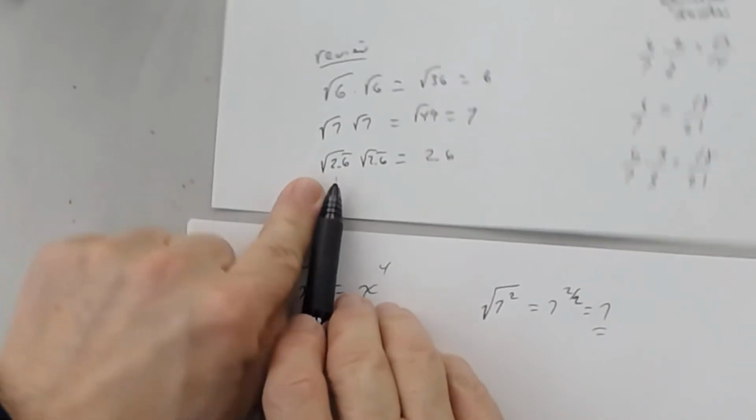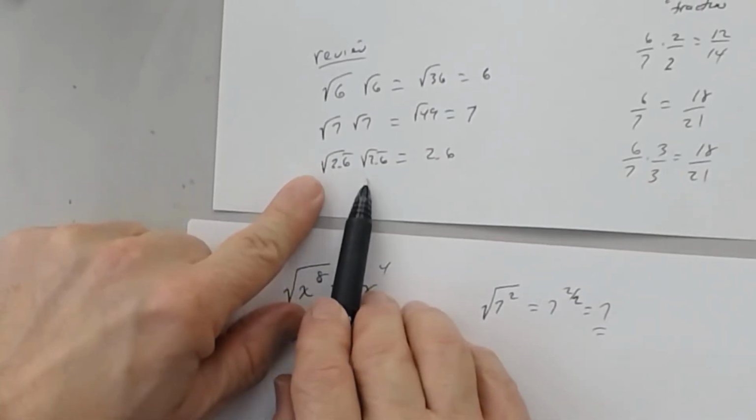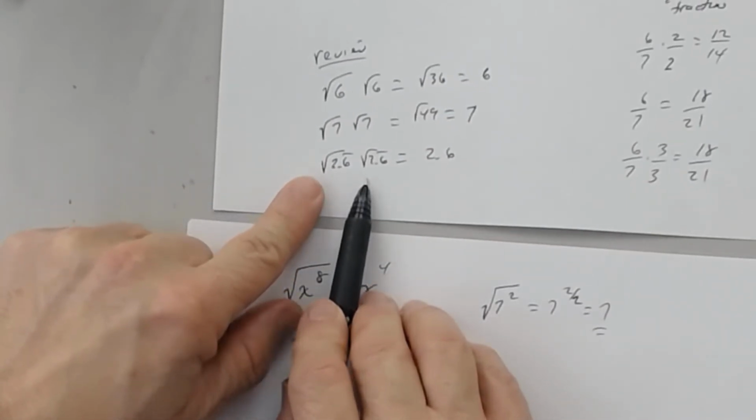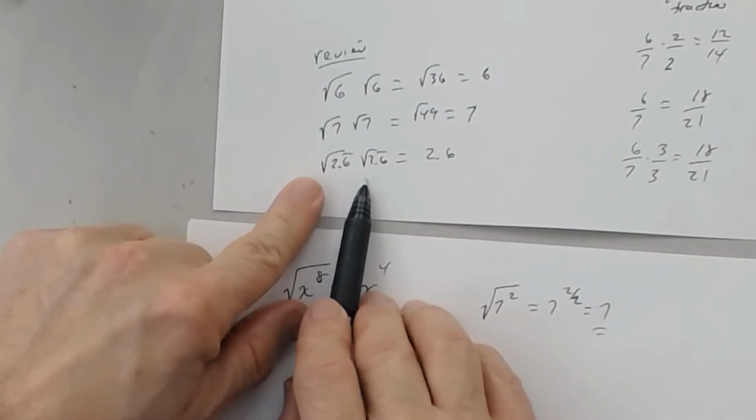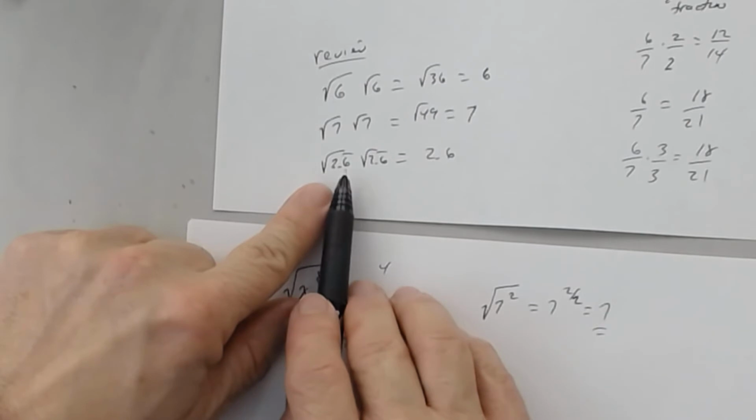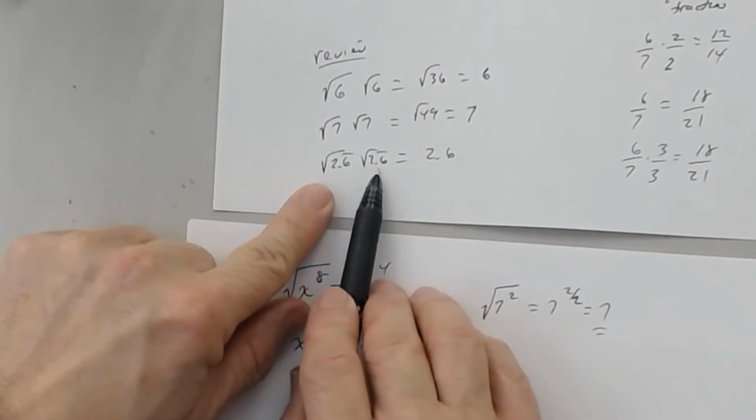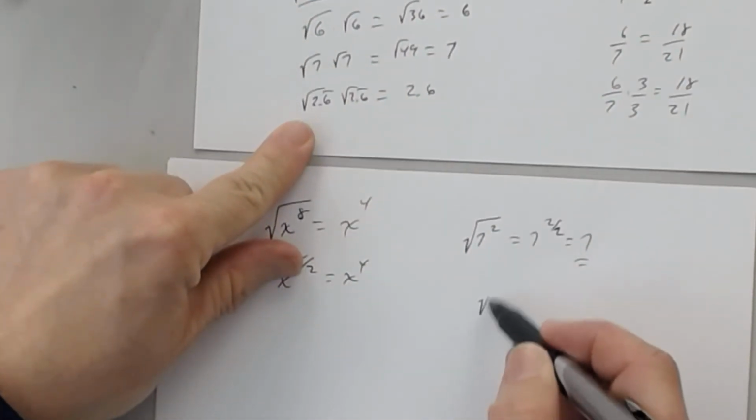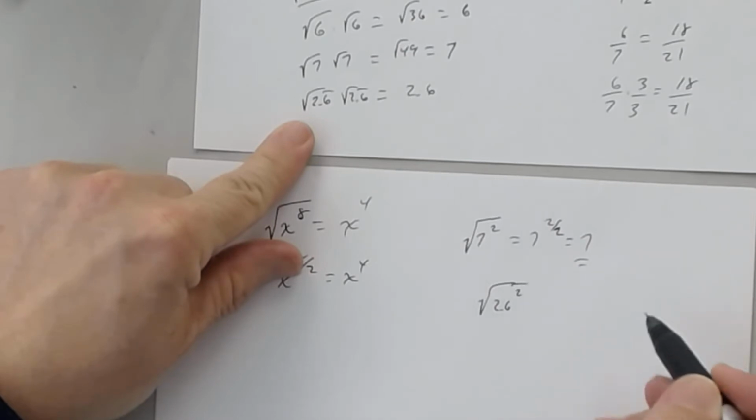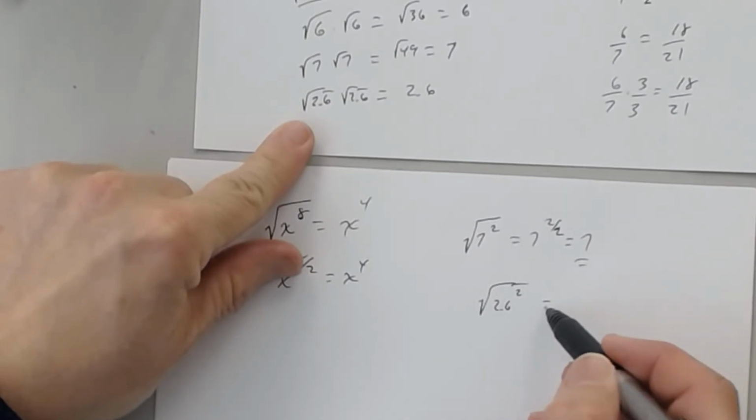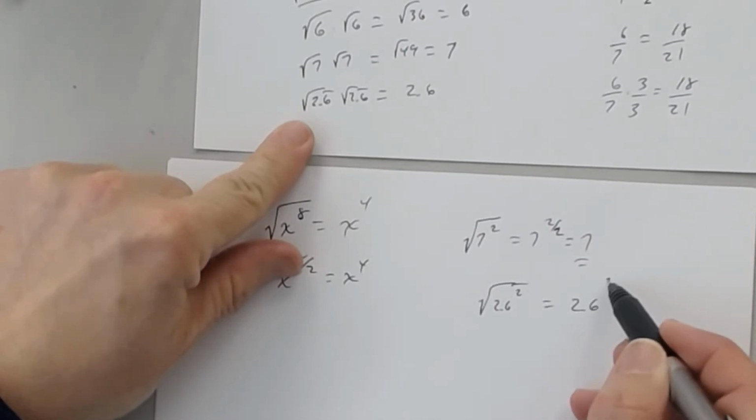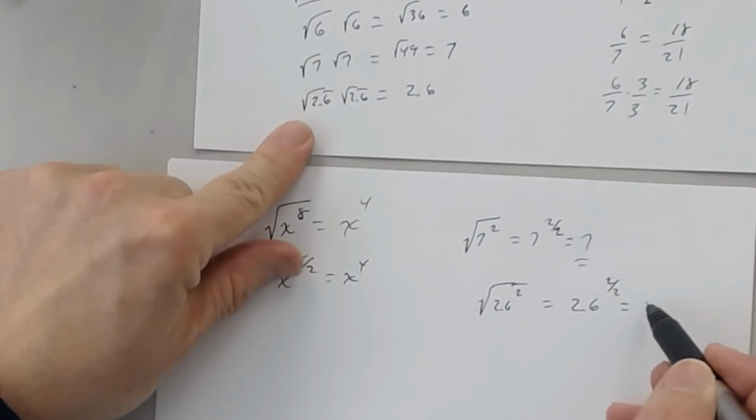So I specifically put a decimal here because I wanted to see how many of you would use your calculator to figure out what 2.6 times 2.6 is. I didn't want you to do that. I want you to realize that the square root of 2.6 times the square root of 2.6 is the square root of 2.6 squared, right? And then that's 2.6 raised to the 2 divided by 2. And what's 2 divided by 2? 1.